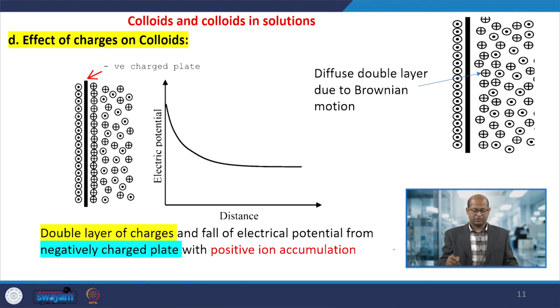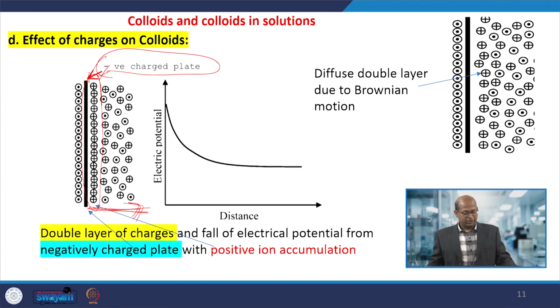Here you can see, let us say a negatively charged plate is here. Over there, a positively charged counter layer formation would be there. As a result the electric potential will be developed here, and if you go from this particular point to this, that electrical potential will gradually decrease. So charge accumulation is very important.